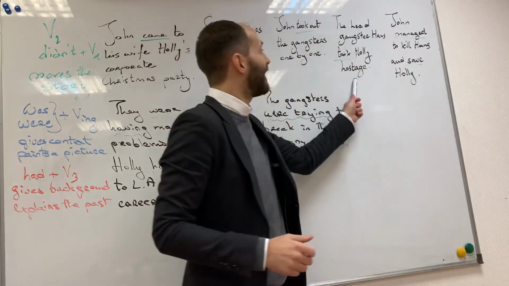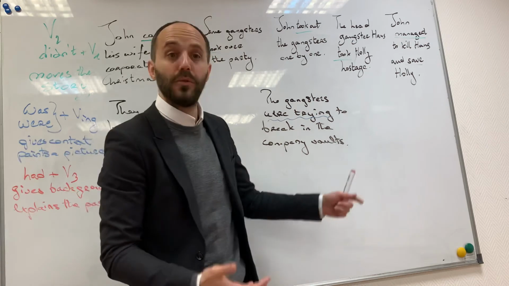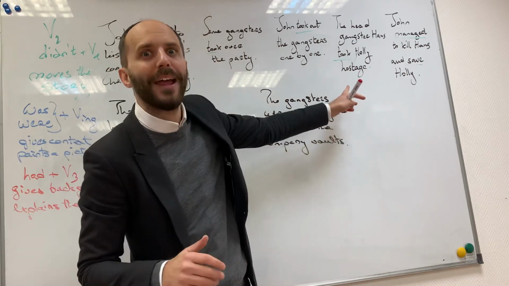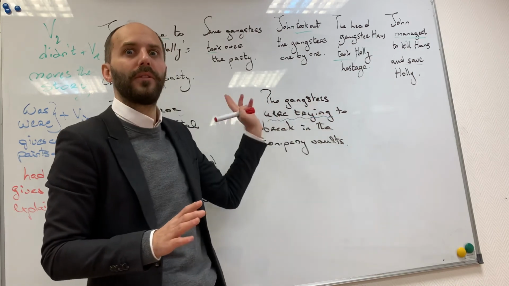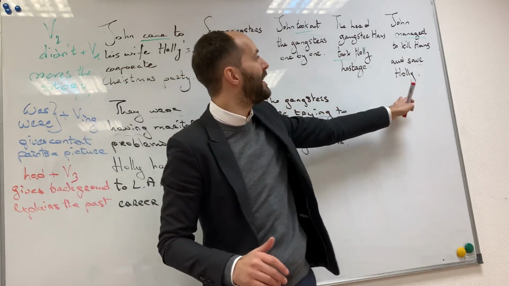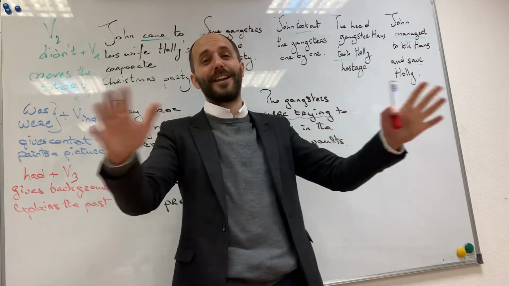Now, the head gangster Hans at the end took Holly hostage. Okay? Ooh, more background information. Holly had tried to keep her identity secret so that he didn't know that John and her were married. But in the end, John saved the day. John managed to kill Hans and save Holly.